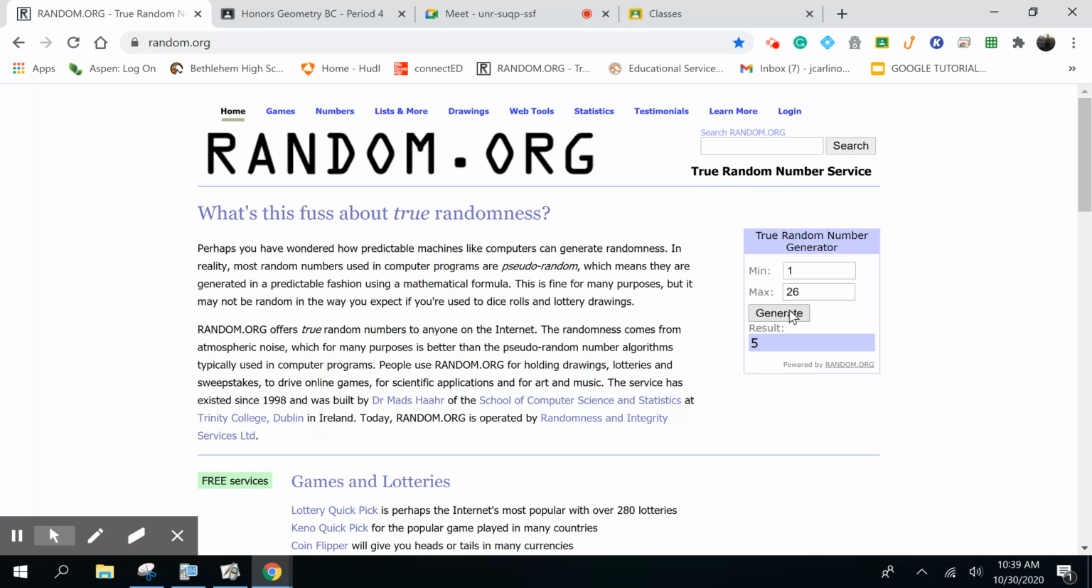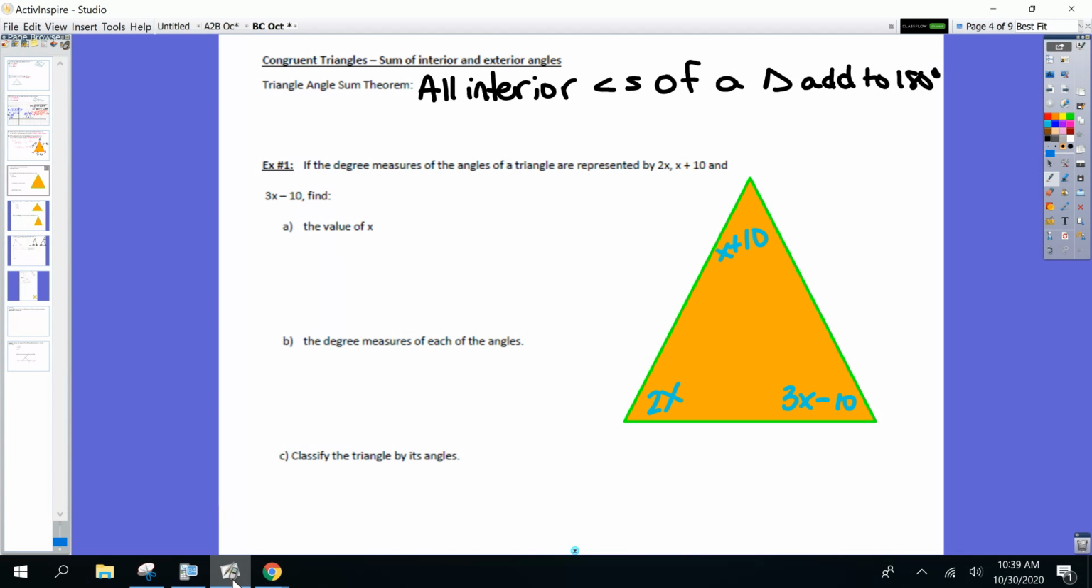Let's roll. Hayden, here we go. Give me an equation to find x. 2x plus x plus 10 plus 3x minus 10 equals 180. Okay, pretty straightforward, everyone. 180 degrees in a triangle. I'll give you guys a second. Go ahead, solve for x.